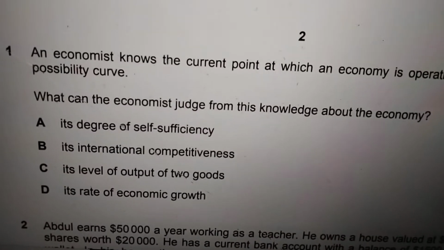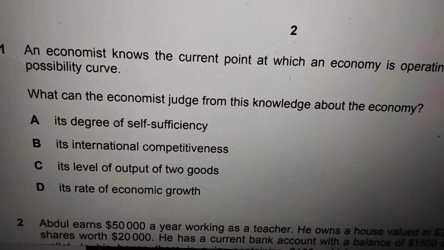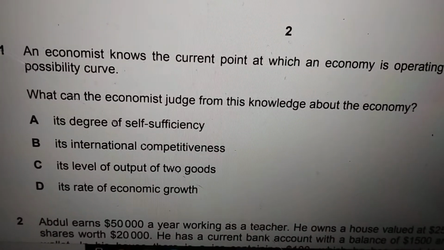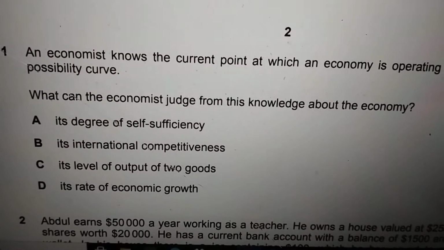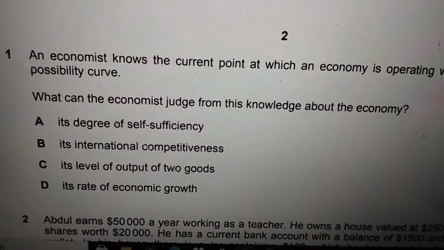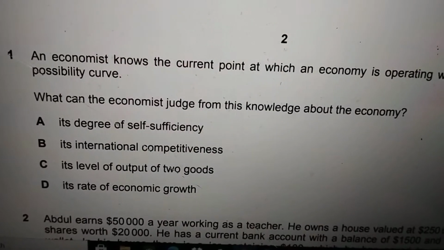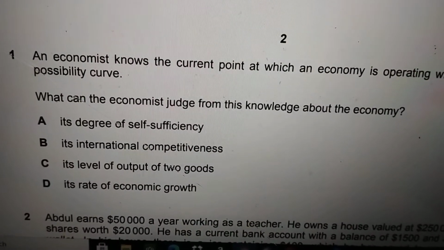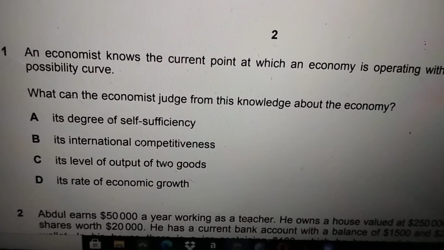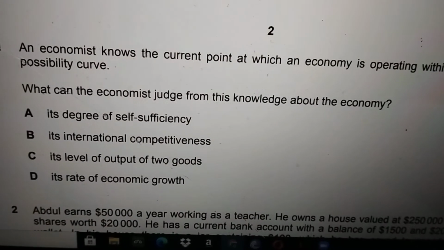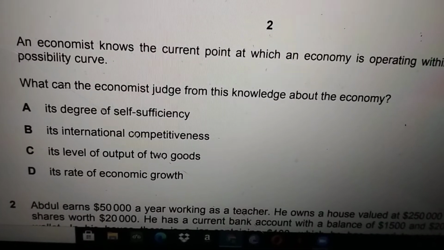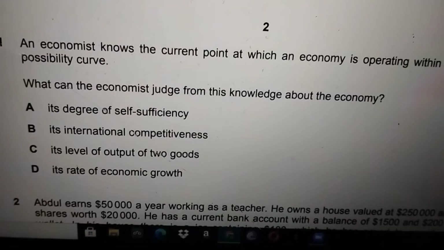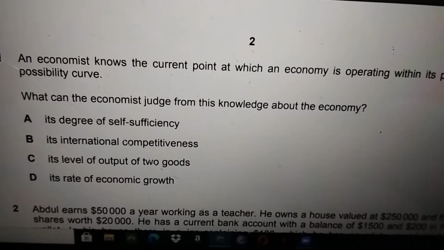Out of these options you can see that its level of output of two goods will definitely be shown by a PPC, and that's why we pick C as the correct option. The PPC shows all the possible combinations, with the available resources, of the two products which can be produced. Let's move on to the next one.